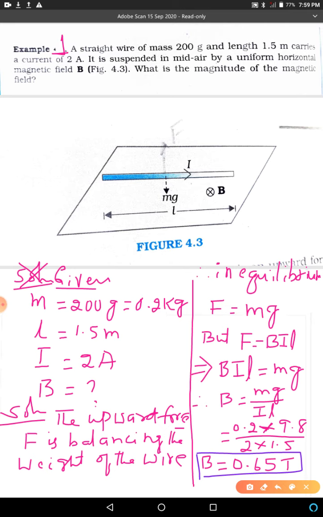Here we have neglected the magnetic field due to earth. What is the strength of the earth's magnetic field? It is about 3.6 into 10 power of minus 5 Tesla, or about 4 into 10 power of minus 5 Tesla. So we have neglected it, and we are not bothered about the earth's magnetic field, because it is of the order of 10 power of minus 5 Tesla. It is very negligible.